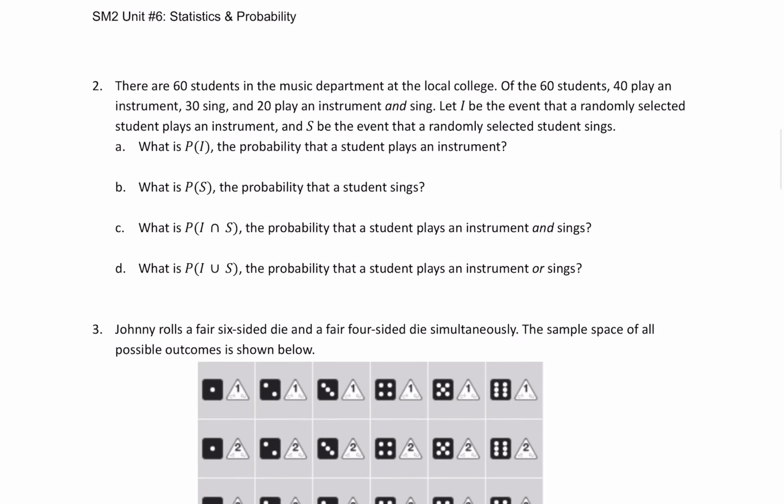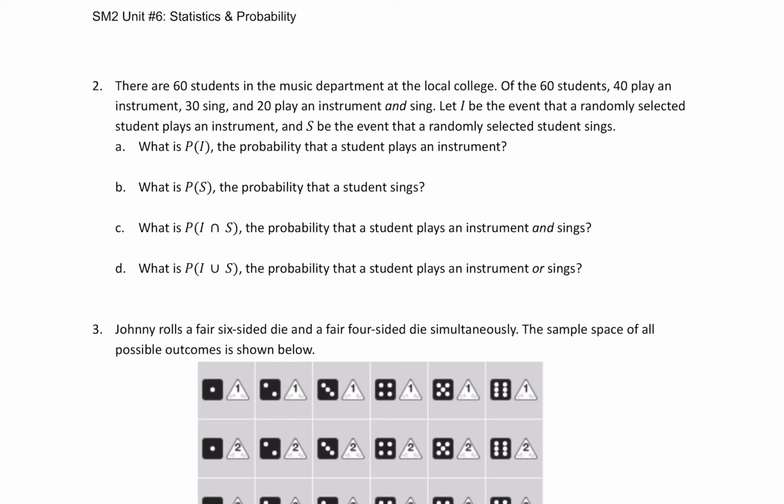This one says there are 60 students in the music department at a local college. Of the 60 students, 40 play an instrument, 30 sing, and 20 play an instrument and sing. Let I be the event that a randomly selected student plays an instrument. Let S be the event that a randomly selected student sings.